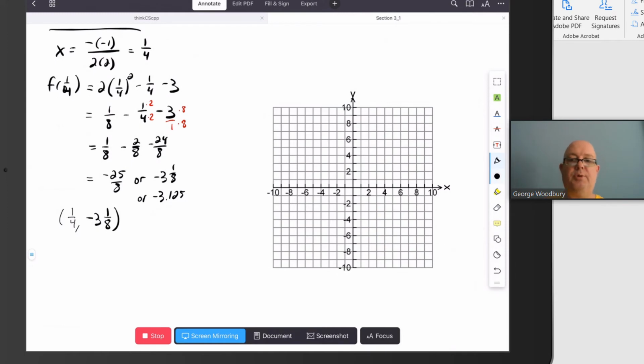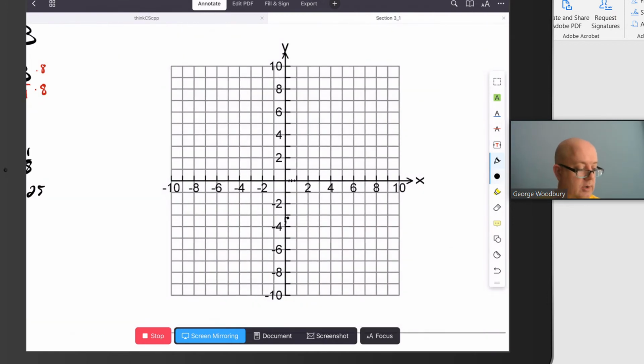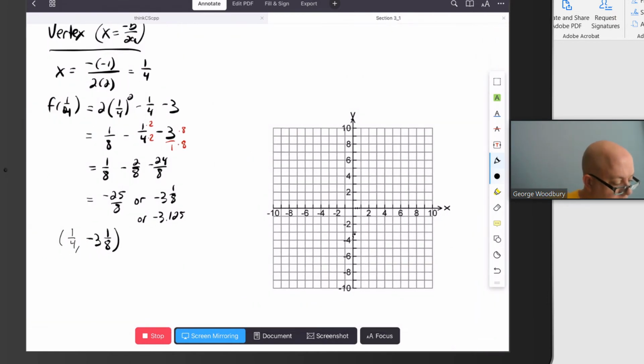How do we get that on the graph? Well, let me blow it up first. So 1/4, if I divide the 0 to 1 interval with 3 lines, that makes fourths, right? 4 pieces. 1/4, 3 1/8. That would be around here. So really close to the y-axis and just a little bit below negative 3 for y. So we've got that point on there. Let me make that just a little bigger.